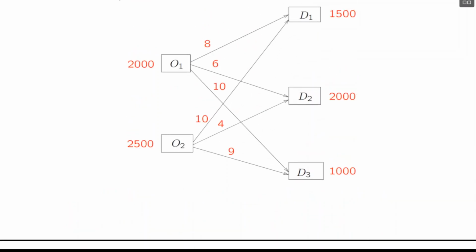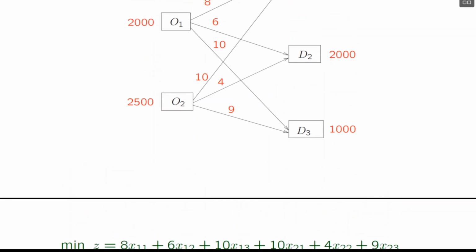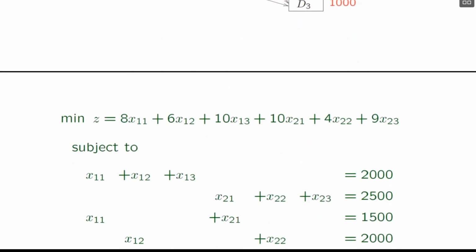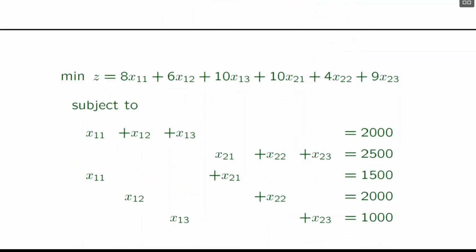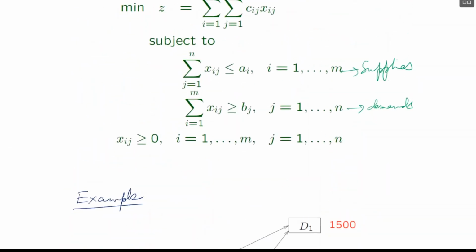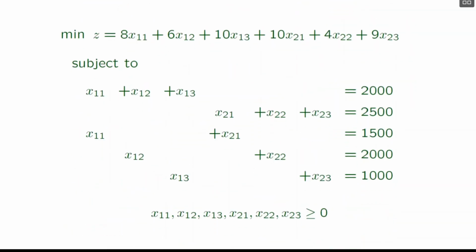For the supplies, we will have x11 plus x12 plus x13, that is the supplies available at O1. It will be less than or equal to, it is equal to 2000. Yes, it is equal because it is a balanced problem. What is a balanced problem we will be describing later on.